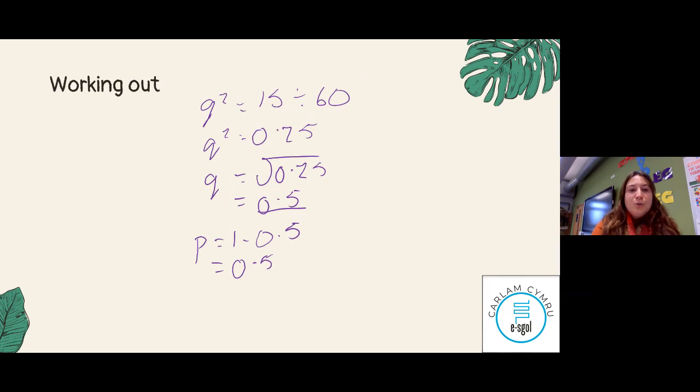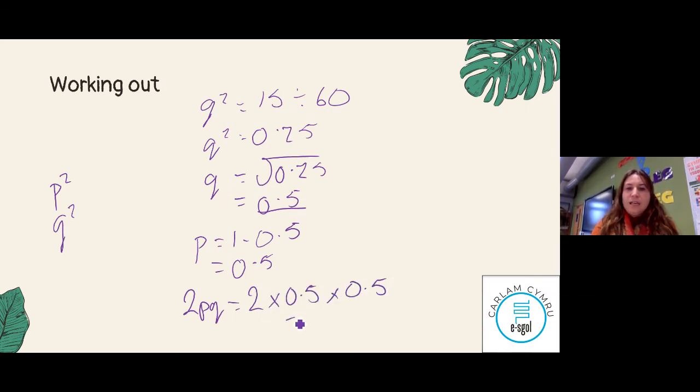So now we need 2pq. Remember, we've got heterozygous, which means we're looking for the differences. So if we see this, we know that it's going to be homozygous. If we see this, it's going to be homozygous. We're looking for the heterozygous here. So 2 times 0.5 times 0.5 equals, anyone guessed it? 0.5.